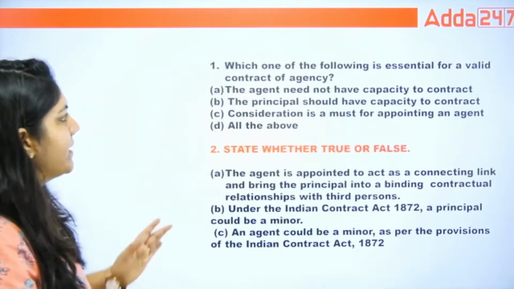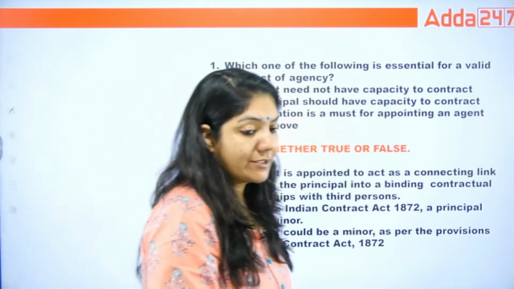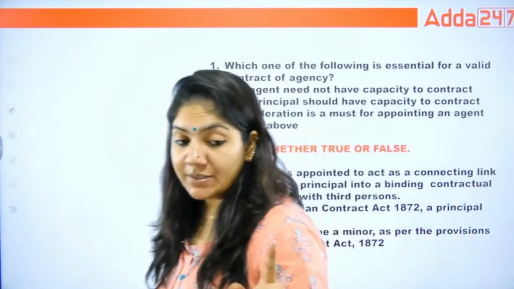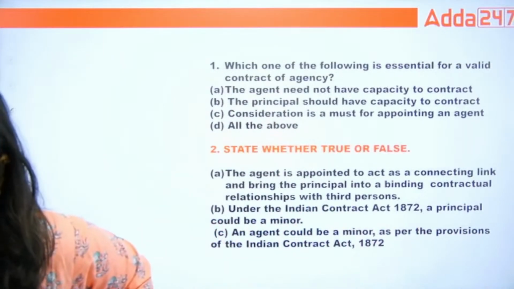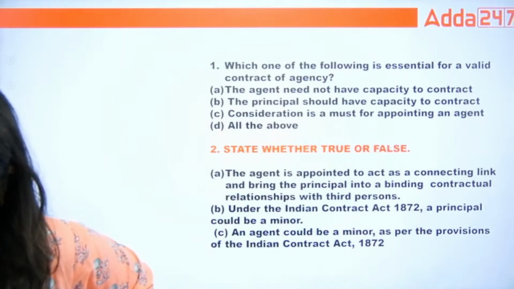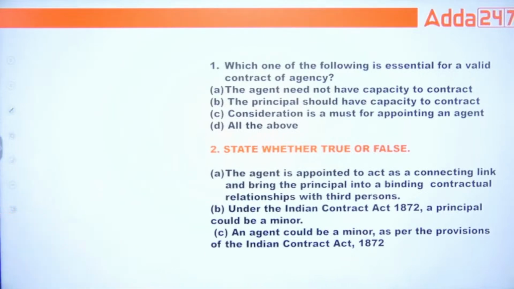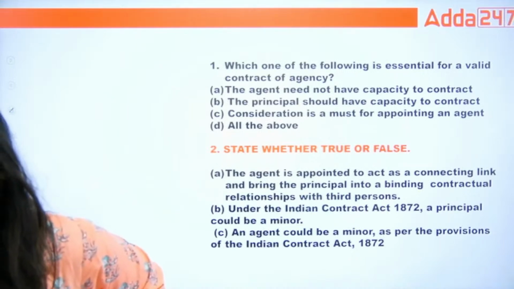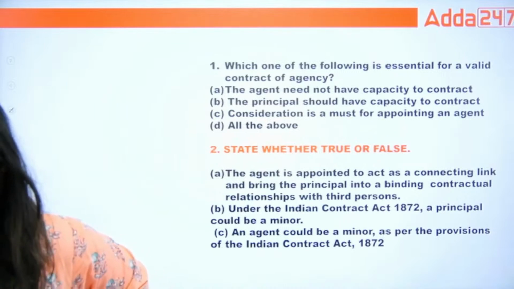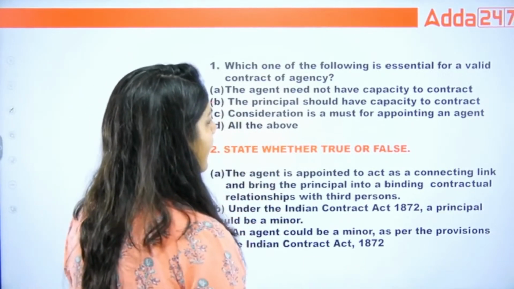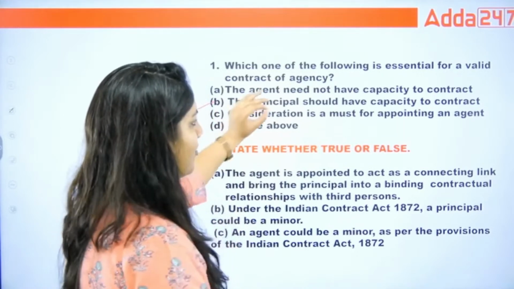Tell me which of the following is essential for a valid contract of agency. Point 1, the agent need not have capacity to contract. Point 2, the principal has capacity to contract. Point 3, consideration must be there for appointing an agent. Which of the following is the valid one? We have already discussed that. Tell me, class, which is the right answer? In this point, the valid essential is that the principal should have capacity to contract. So B is the right point that we have already done.